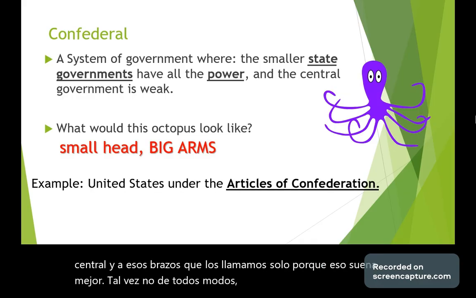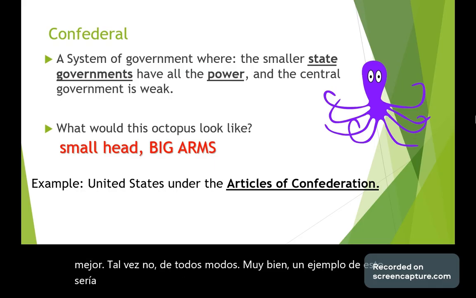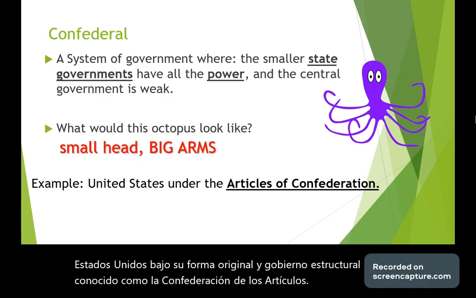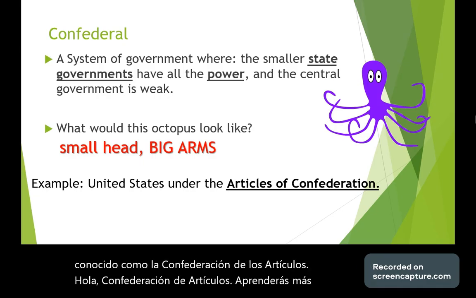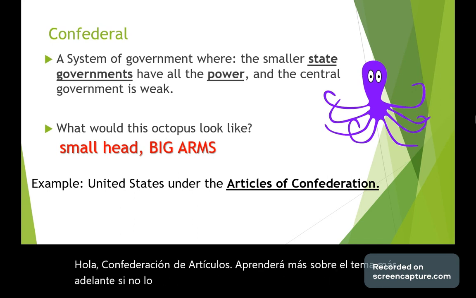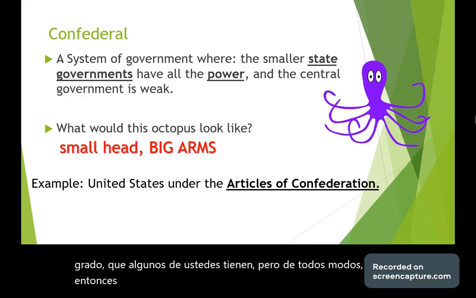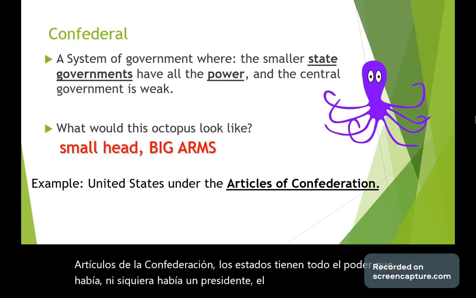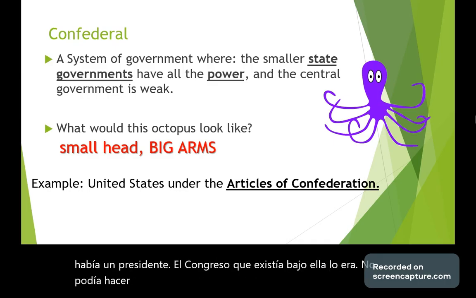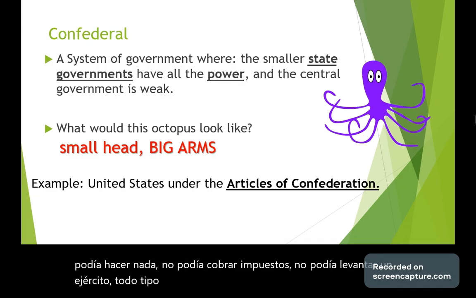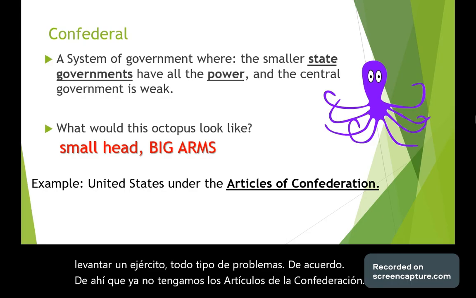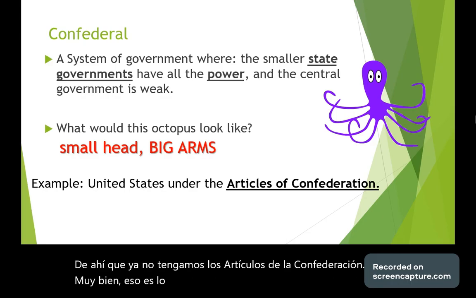So an example of this would be the United States under its original form and structure of government known as the Articles of Confederation. You'll learn more about it later if you haven't had seventh grade U.S. history, which some of you have. But maybe you forgot. Here's the thing. Under the Articles of Confederation, the states had all the power. There wasn't even a president. The Congress that existed under it couldn't do anything, couldn't tax, couldn't raise an army, all kinds of problems. Hence why we no longer have the Articles of Confederation. All right, so that's what's called a confederal system of government.